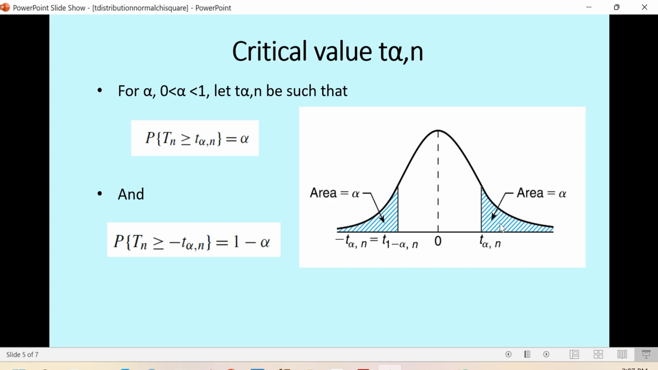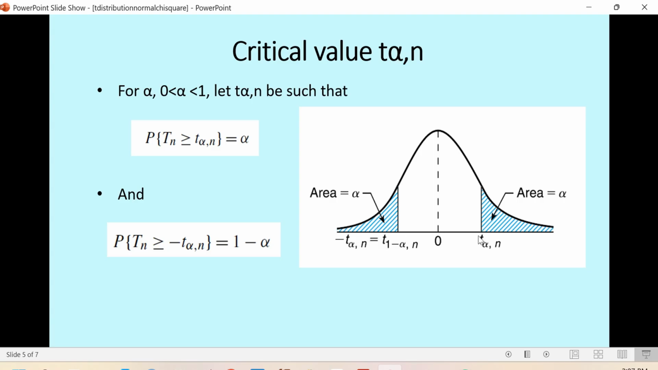In hypothesis testing, if we get a t value and the probability on the right side of its value is less than 0.05, or say less than alpha, then we can say the test is significant. And in a two-tailed test, if we get a t value less than minus t alpha n, we can also say it is significant.